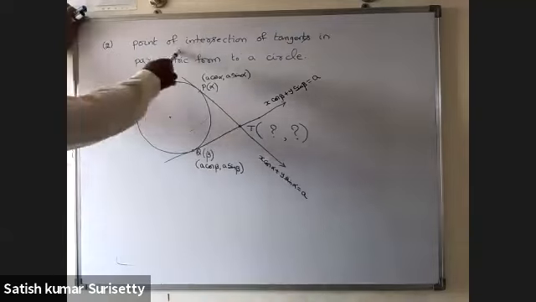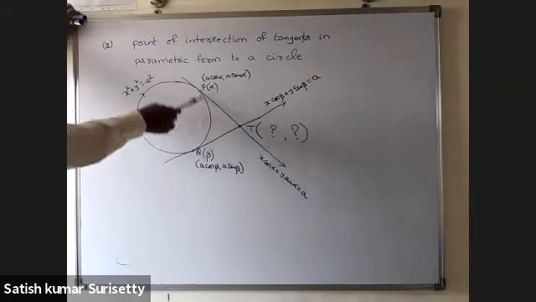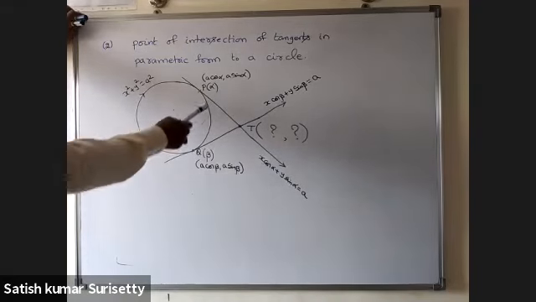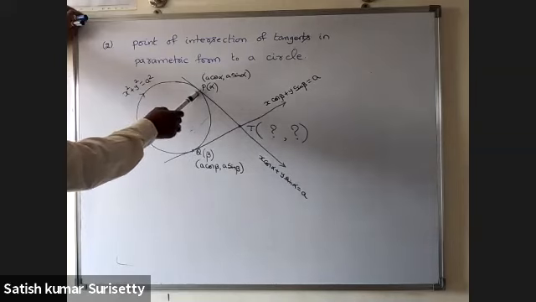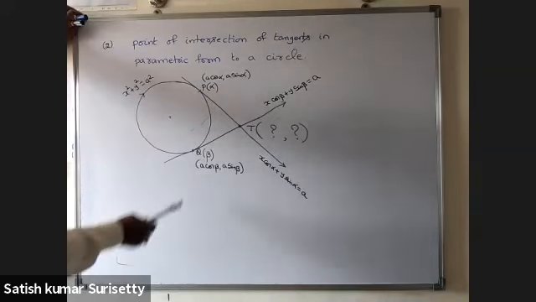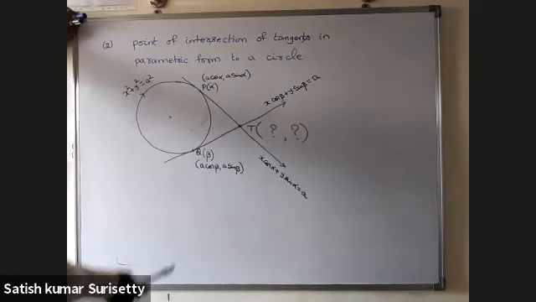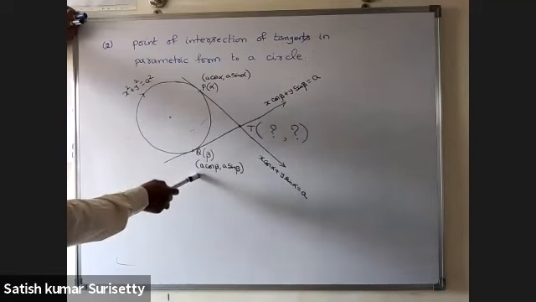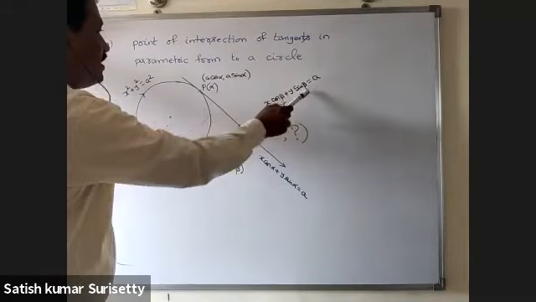Now, the point of intersection of tangents in parametric form to a circle. Let us consider the circle equation as x square plus y square equal to a square. Let alpha and beta be the parameters. The coordinates of the point P are (a cos alpha, a sin alpha), and the equation of the tangent is x cos alpha plus y sin alpha equal to a. The coordinates of the point Q are (a cos beta, a sin beta), and the equation of the tangent at Q is x cos beta plus y sin beta equal to a.